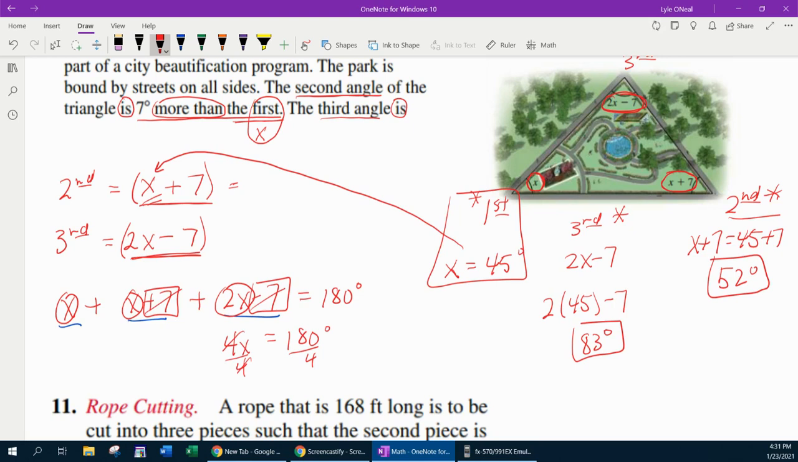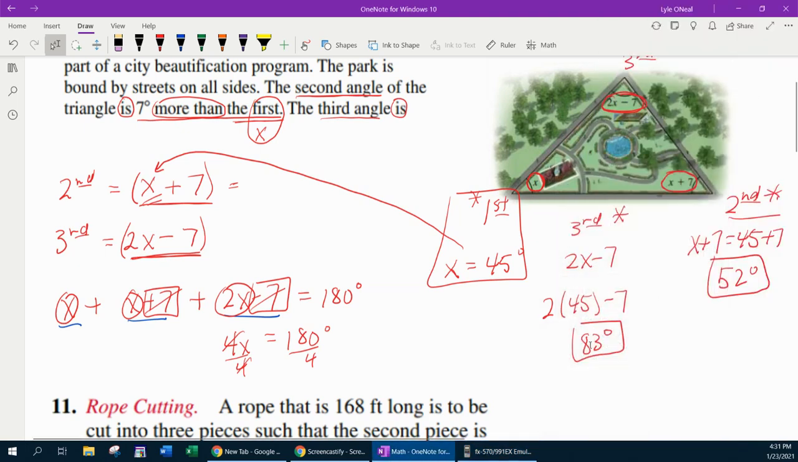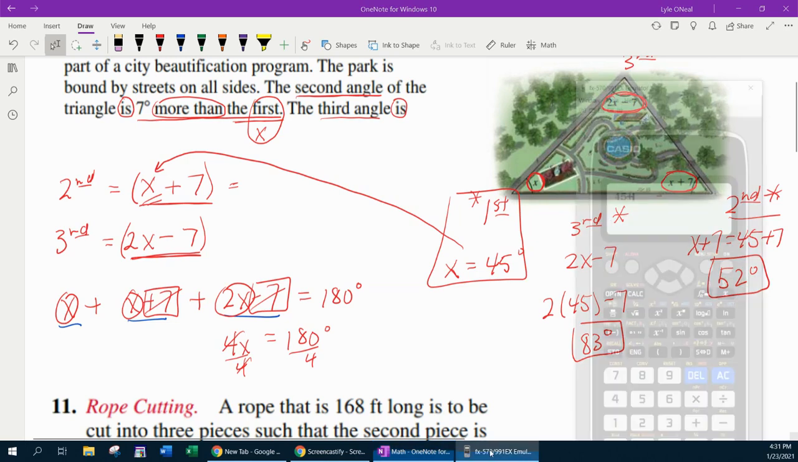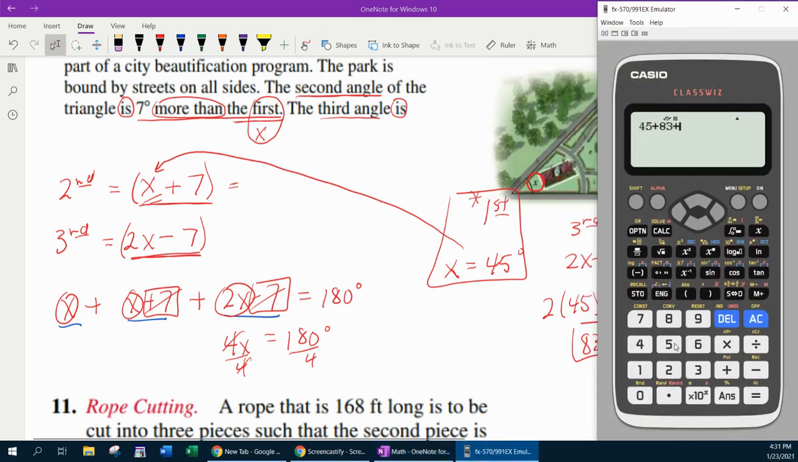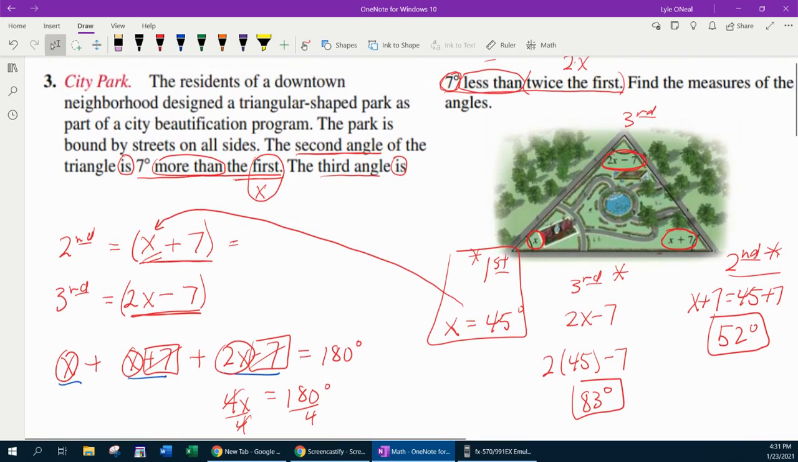Now, just to check and make absolutely sure you haven't screwed something up, what we can do is pull up the calculator and add all of those angles together. So 45 plus 83 plus 52. If these are right, then this should make 180 because all three angles have to add up to make 180. And that verifies that what we did is correct. And that's it for the first example here, setting up and solving a word problem.